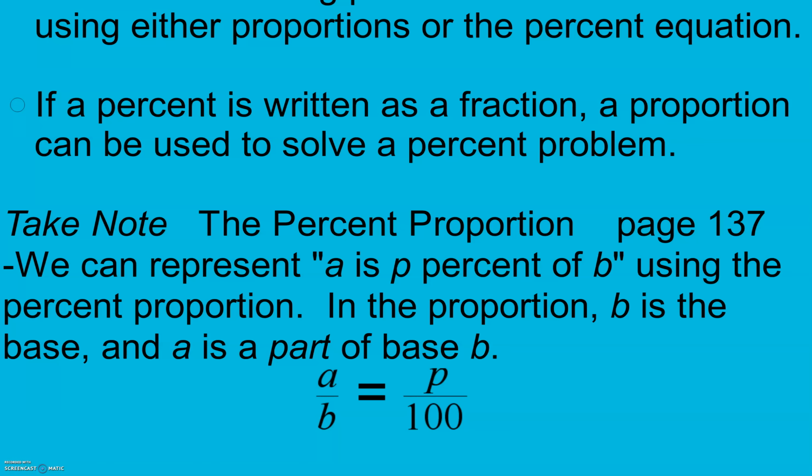If we look at the take note on page 137, here it gives us a percent proportion. We can represent A is P percent of B using the percent proportion. In the proportion, B is the base, like our total that we start with, and A is the part of the base. It can be more or less, but it's where we go from our base. So A over B equals P over 100. One other thing here is a lot of times A is or is A and of B. So kind of little key things to point out there. It's kind of is over of, A over B.